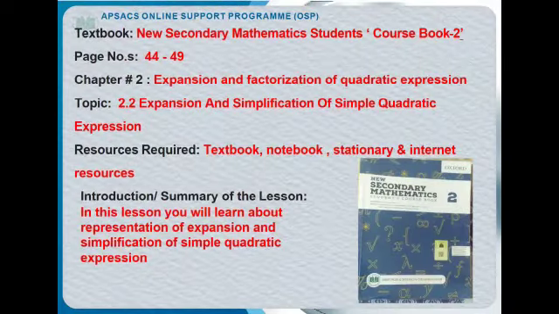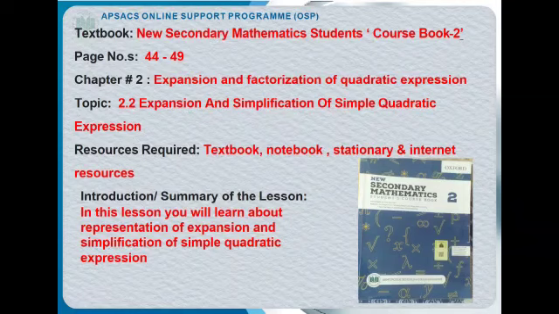Book name is New Secondary Mathematics, Student Code 2, from page number 44 till 49. Chapter, the same chapter we are revising, Expansion and Factorization of Quadratic Expression. Topic, Expansion and Simplification of Simple Quadratic Expression. Resources required: textbook, notebook, stationery and internet resources.